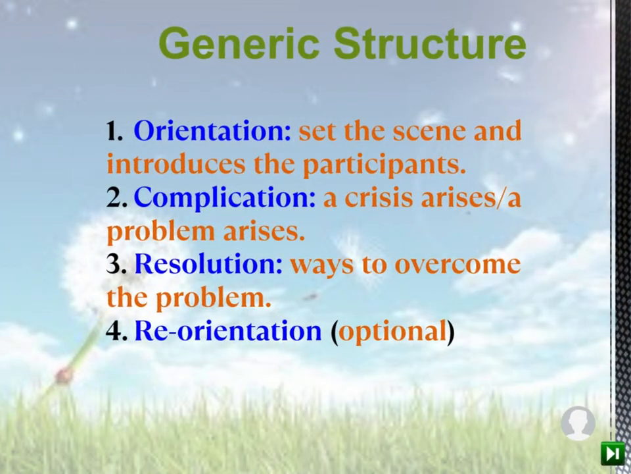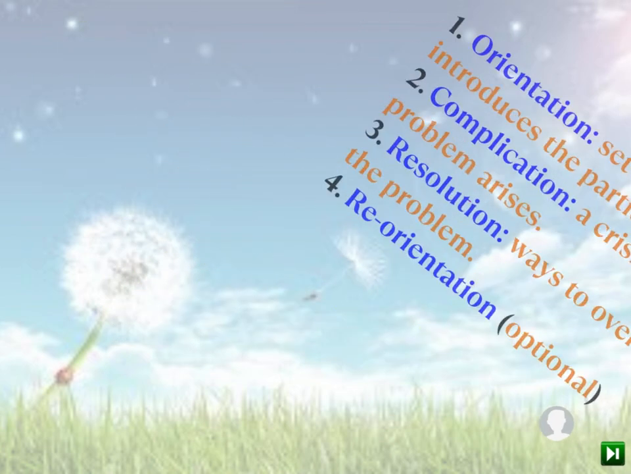Now let's discuss generic structures of narrative text. Number one is orientation. It is the set of the scene and introduces the participants. Number two is complication. It is when a crisis or a problem arises. Number three is resolution. Resolution is ways to overcome the problem. Number four is reorientation. This is optional in a generic structure of a narrative text.